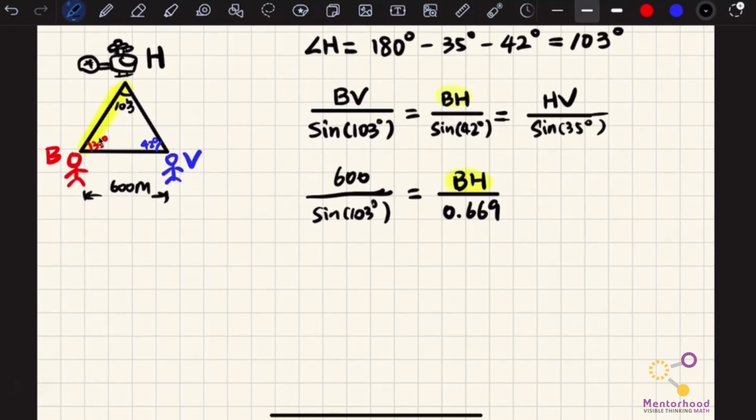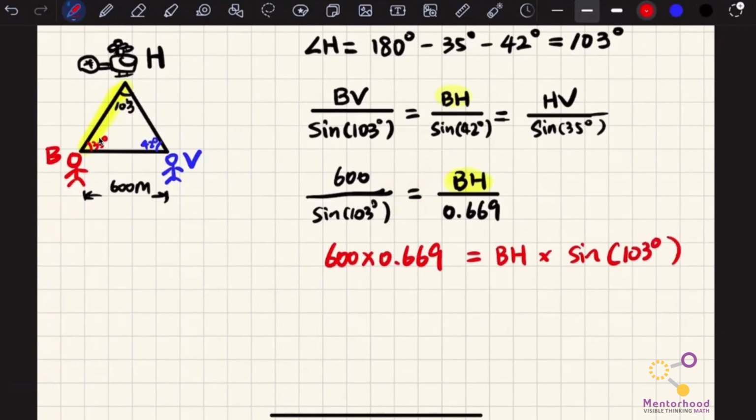All right, let's cross multiply. And so that means 600 times 0.669 is equal to BH times sine 103 degrees. Sine 103 degrees is roughly around 0.97. And the left side we got around 401.46. Those things you can figure out by using the calculator.